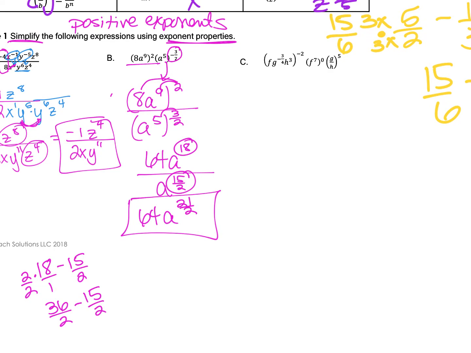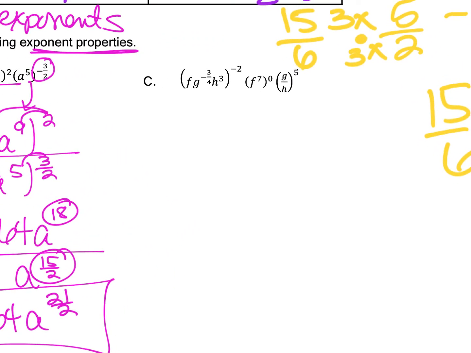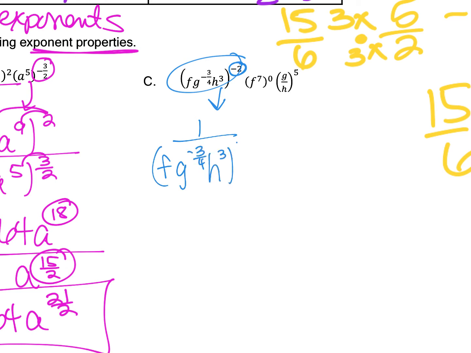Okay, let's look at another example. So notice this one I have a negative exponent. I'm going to go ahead and move it to the bottom. Now when I move that whole thing, it only changes this outside exponent. It doesn't change the inside one. So I would have 1 over f g to the negative 3/4 h cubed, but that only changes the outside exponent, so that becomes positive. It doesn't change anything on the inside. And then I'm just bringing everything else down.